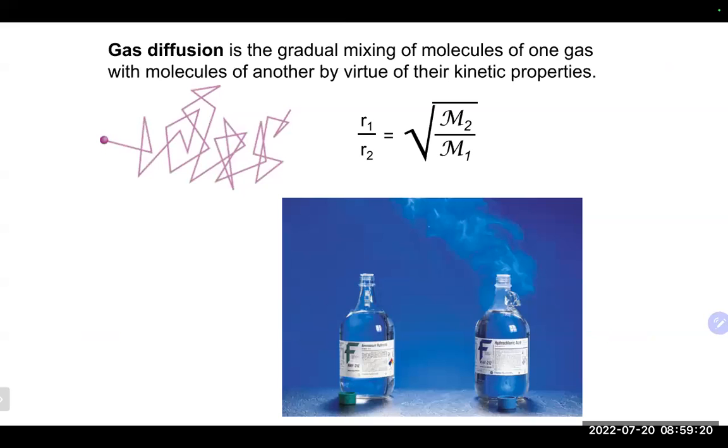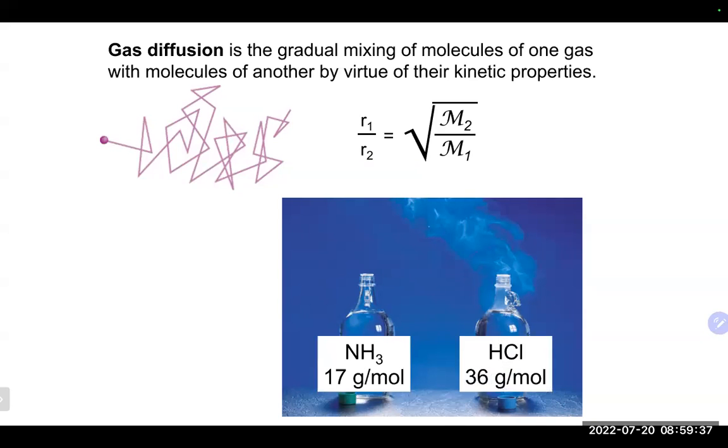Next thing we're going to talk about is what is referred to as gas diffusion. Gas diffusion is the gradual mixing of molecules by virtue of their kinetic properties. So we've got two containers down here. One is NH3 and one is hydrogen chloride, or hydrochloric acid. And when they do come together, they make ammonium chloride, which is this white that you see there.